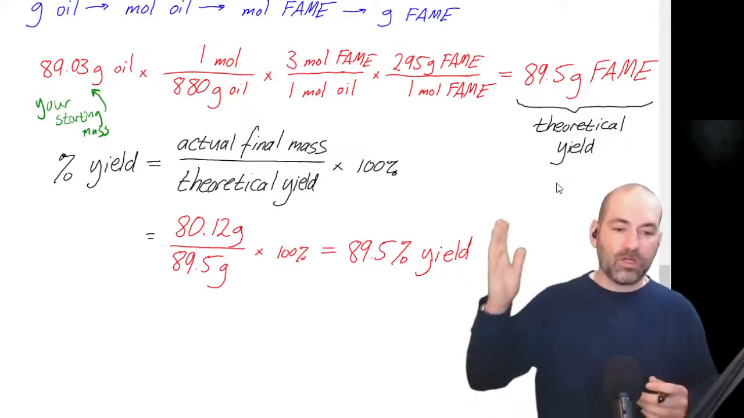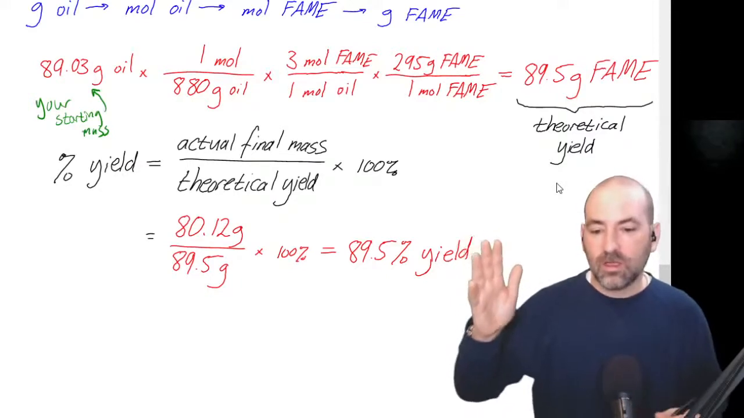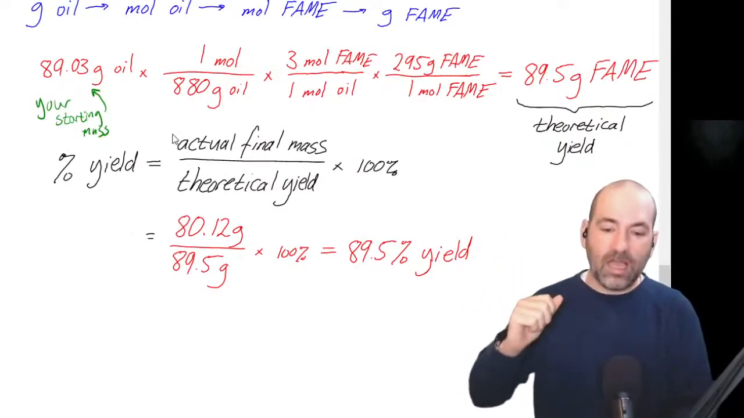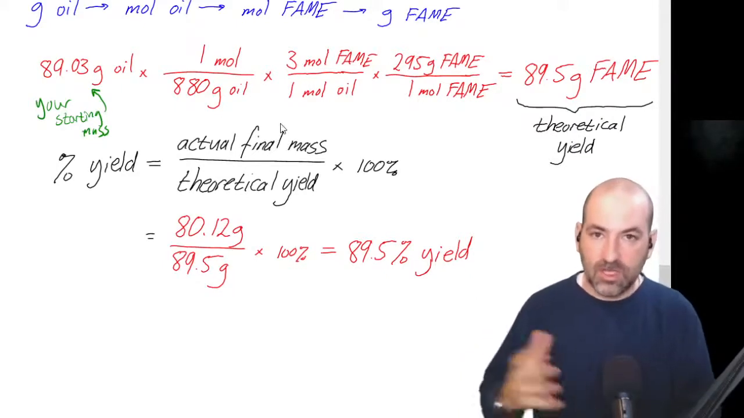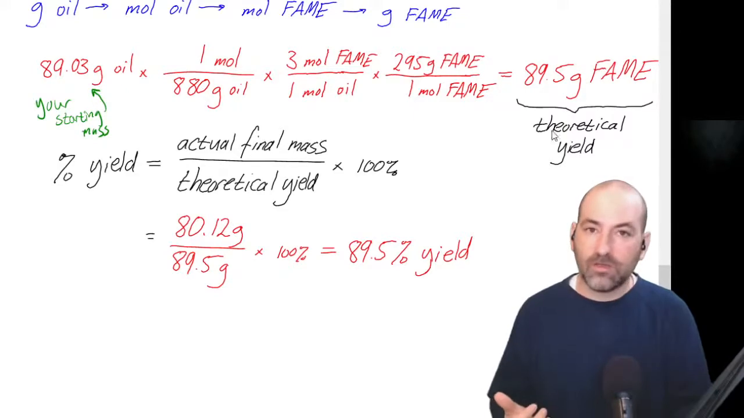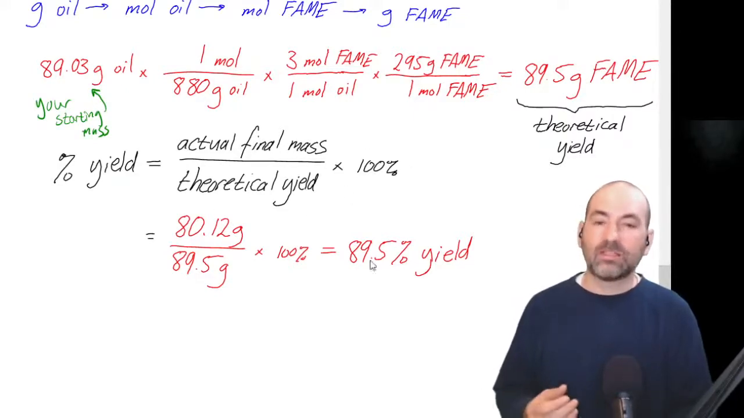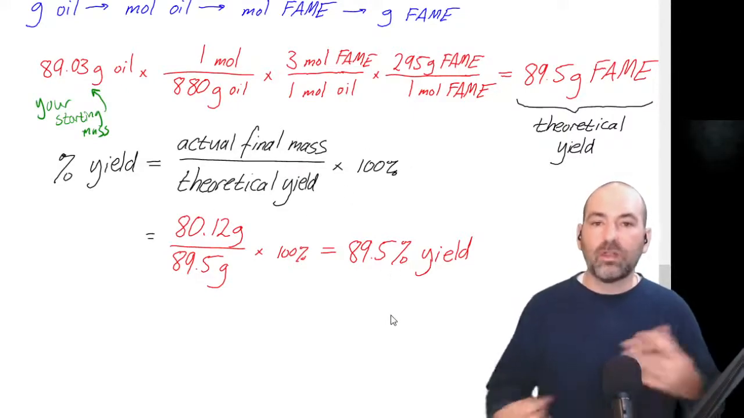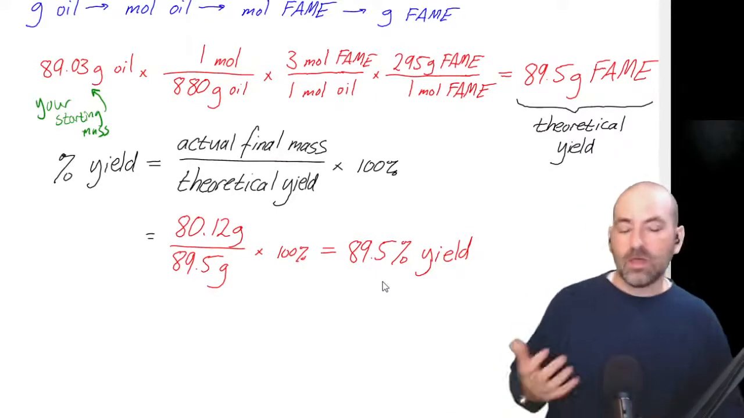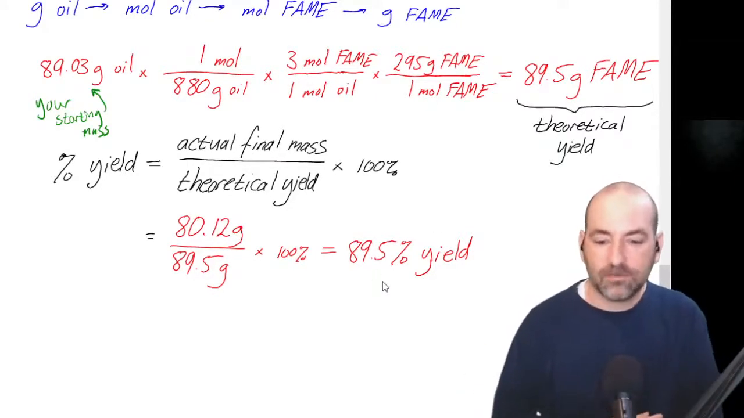So then what we do is once you find that theoretical yield, you're going to plug that into this next equation where you take your actual final mass, what you measured yesterday or last week, and divide by this theoretical yield that you just calculated and express that as a percentage, and it tells you what is your yield of this process. So 89.5% yield might be a decent yield for this reaction.